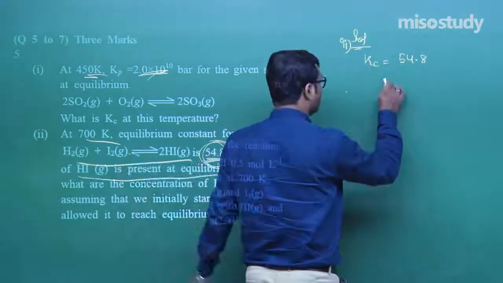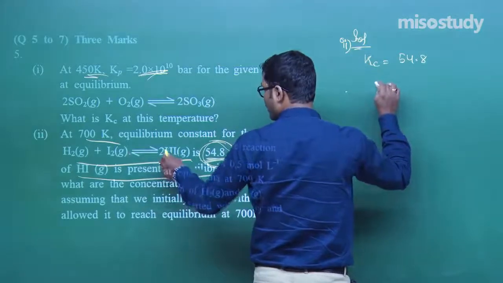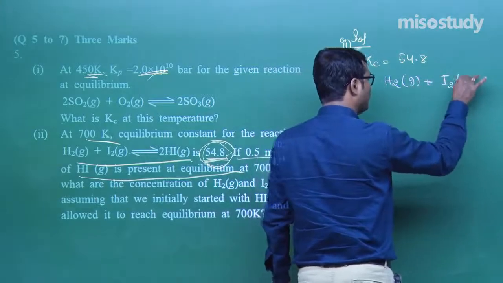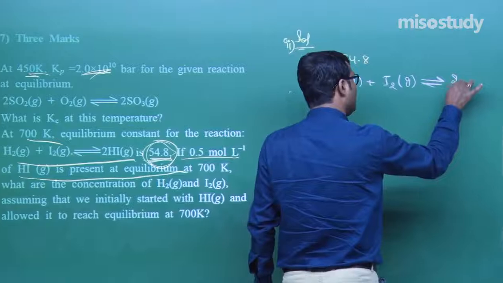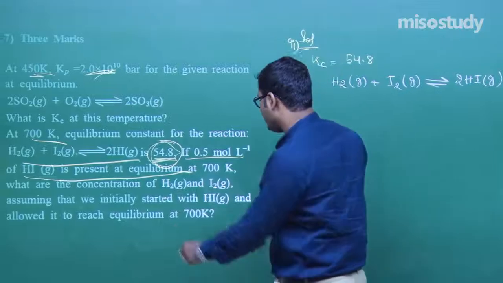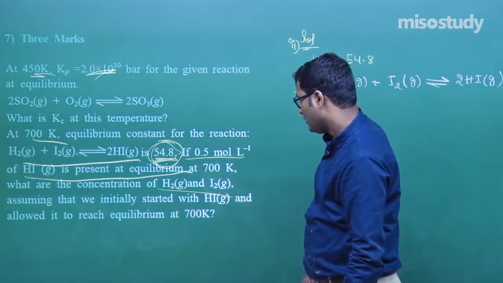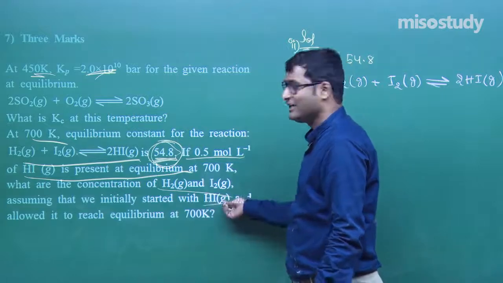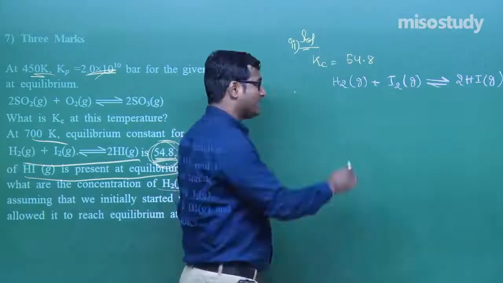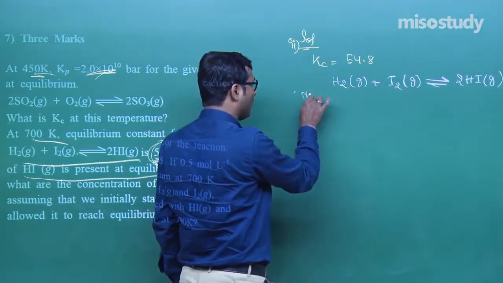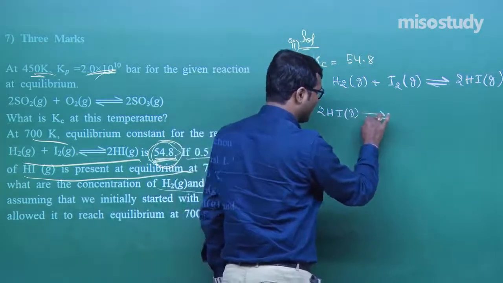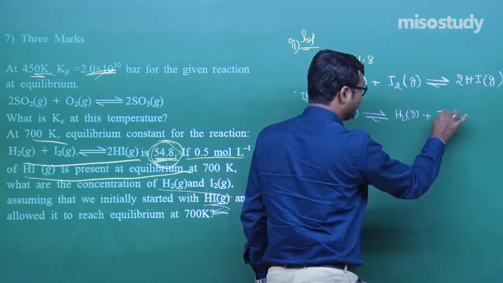What is the reaction here? That is H2 plus I2, yes sir, it gives you 2HI. Clear, my friend? Now the question is, what are the concentrations of H2 and I2, assuming that we initially start with HI? Look at what is given: we started with HI, so we need to reverse the reaction. Now the reaction is 2HI, which gives you H2 plus I2.